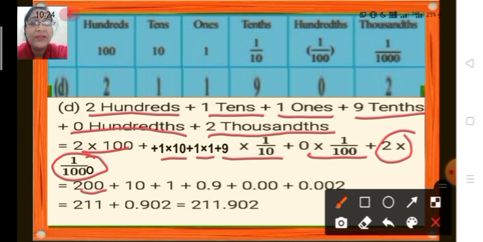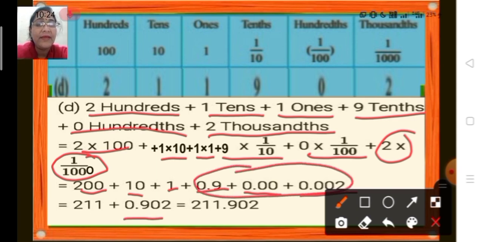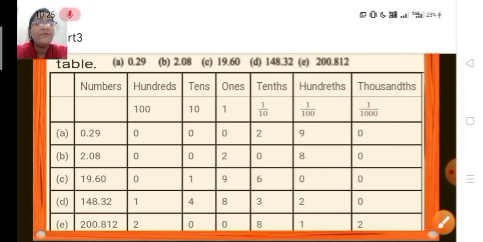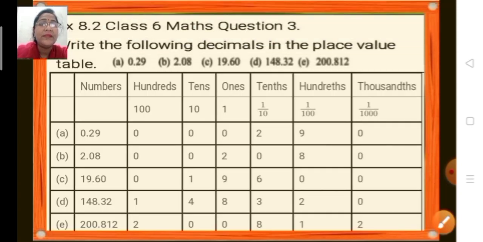That makes 200 plus 10 plus 1 plus 0.9 plus 0.00 plus 0.002. After adding these decimals, we will get the sum as 0.902, and then adding whole and the decimal, we will get the sum as 211.902. Now we will move on to the next question, that is question number 3.